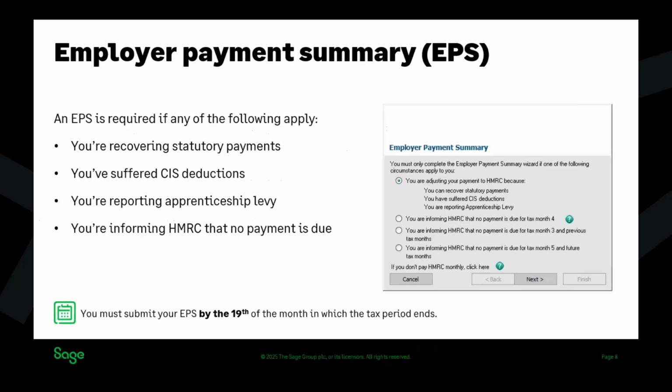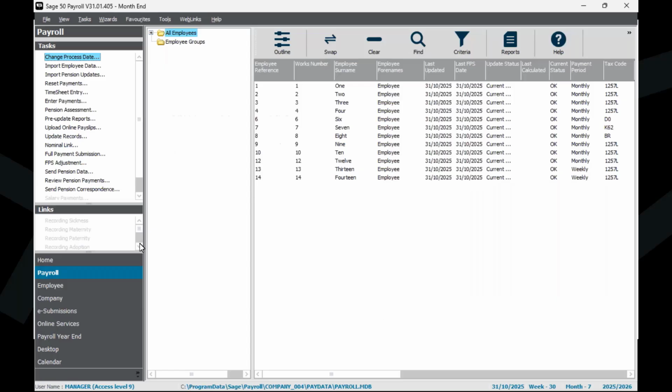I'm just going to bring these slides down. I'll jump into my payroll. So first thing I'm going to do is I'm going to check my last updated and my last FPS date. I do have a mix of monthly and weekly employees, but as my weekly employees are paid on a Friday, the last Friday of this tax month would also be the 31st of October. So I can see that my last updated date, my last FPS date, everyone is all up to date for this current tax month.